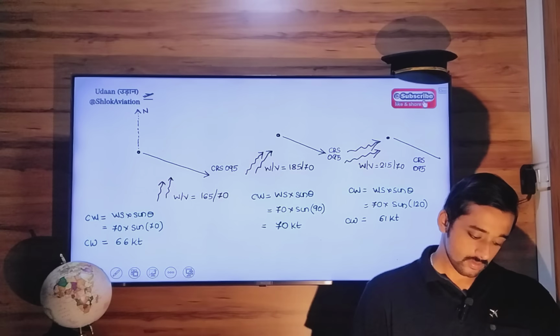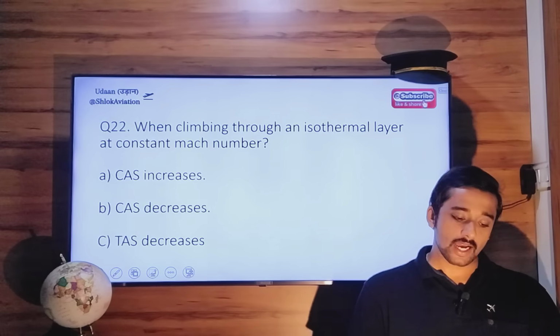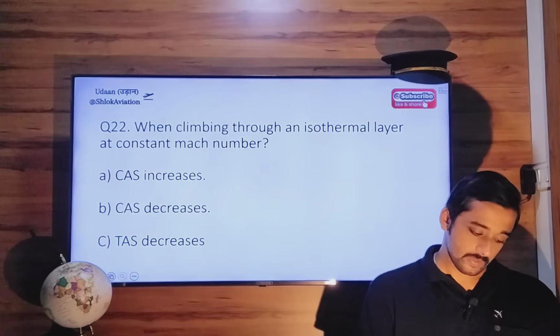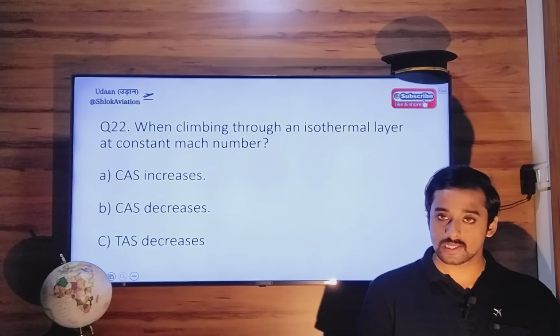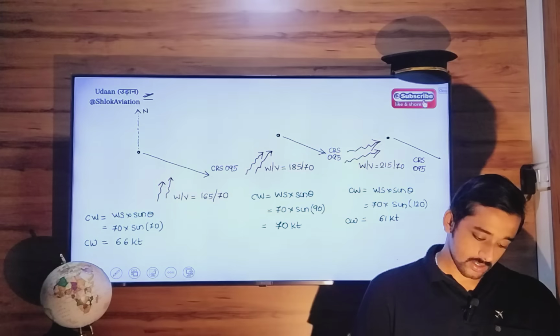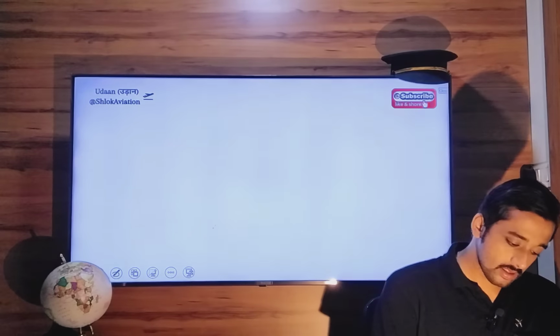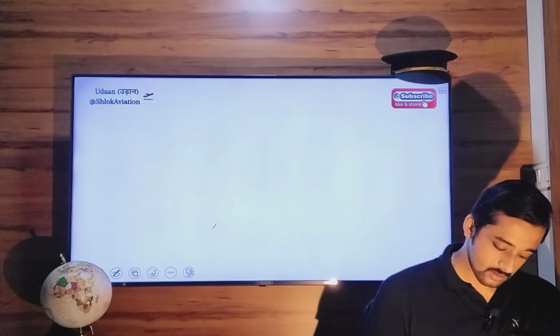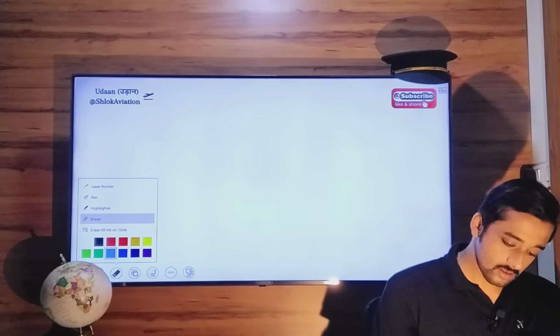Next, when climbing through an isothermal layer at constant Mach number, what will happen to calibrated airspeed and true airspeed? So here is your air mass. Isothermal layer means the temperature is going to be constant.